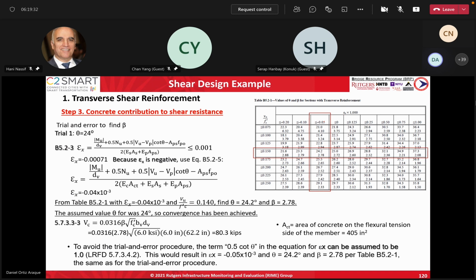We got an εx that is 0.04, which is right here, and for v over f'c, which is not listed exactly here, we got 0.14, right? So the value was 0.14. We get that our angle is 24.1, which is similar to our trial, and the beta will be 2.78. So those values are correct, and those are the ones that we will be using for the following calculations.